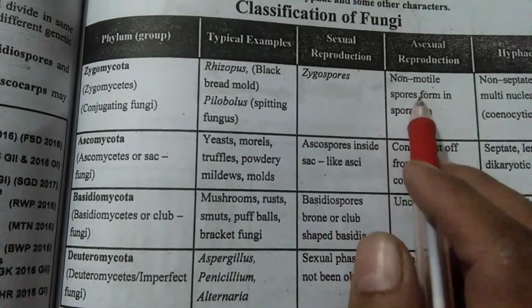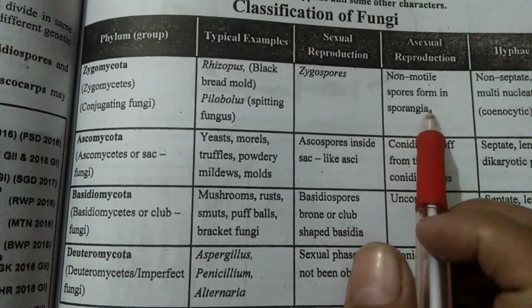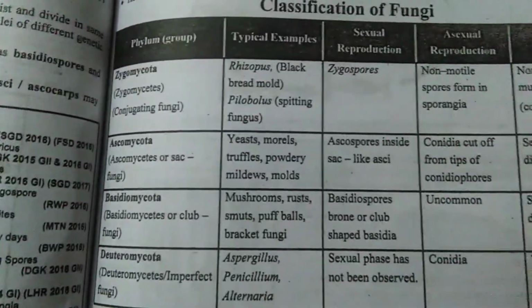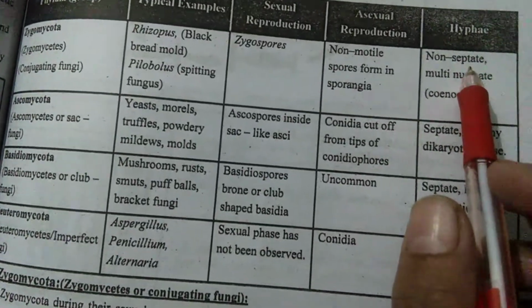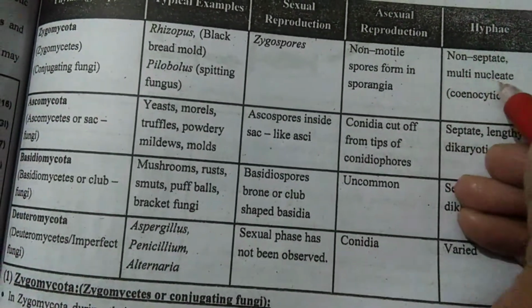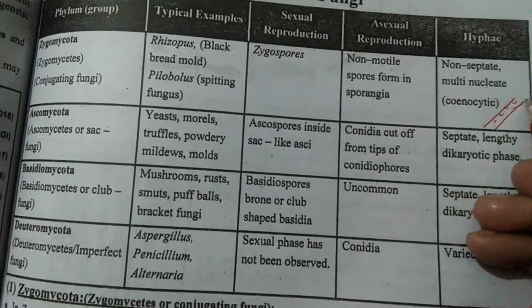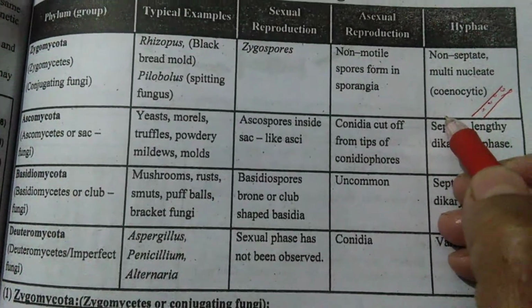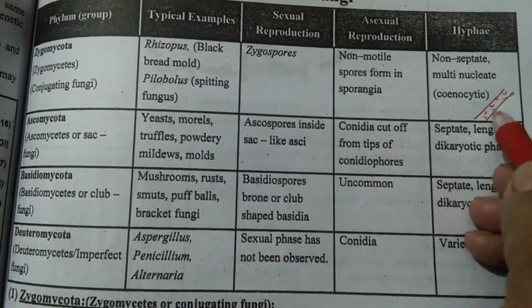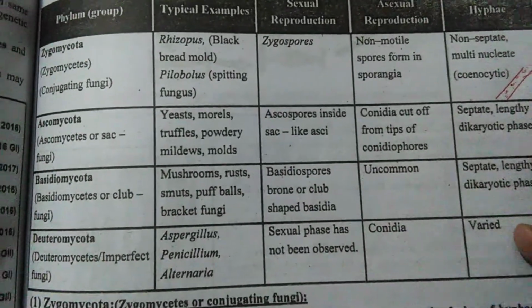Asexual reproduction is by non-motile spores, which are produced inside the sporangia, as we have discussed in asexual reproduction. The hyphae in this group are non-septate, meaning there are no septa or partitions. It is called coenocytic hyphae, and it is multinucleated. These are the nuclei that show the multinucleated condition.